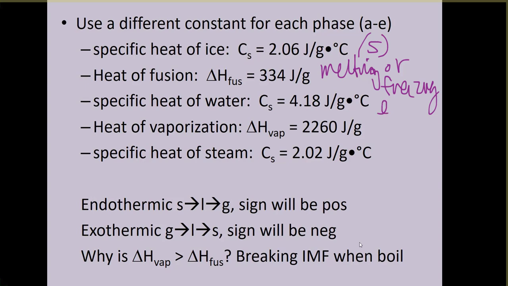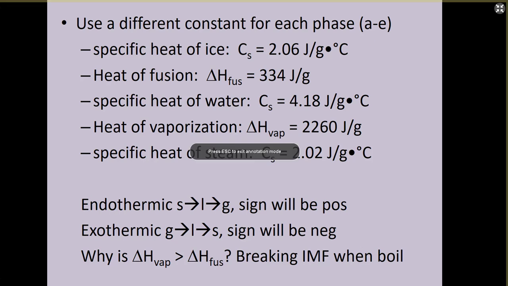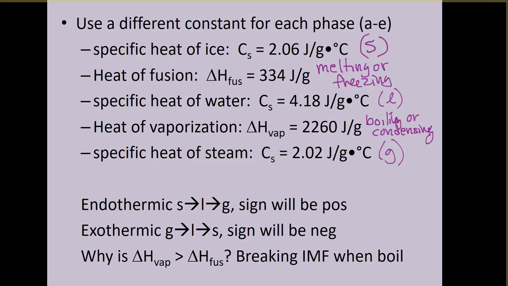If we're a liquid, we're going to use this specific heat of water. And if we're boiling or condensing, we are going to use this heat of vaporization. So they're all constants. It's just the phase changes. It goes by a delta H instead of just a C. And that last constant there is if you are heating a gas or cooling a gas down.